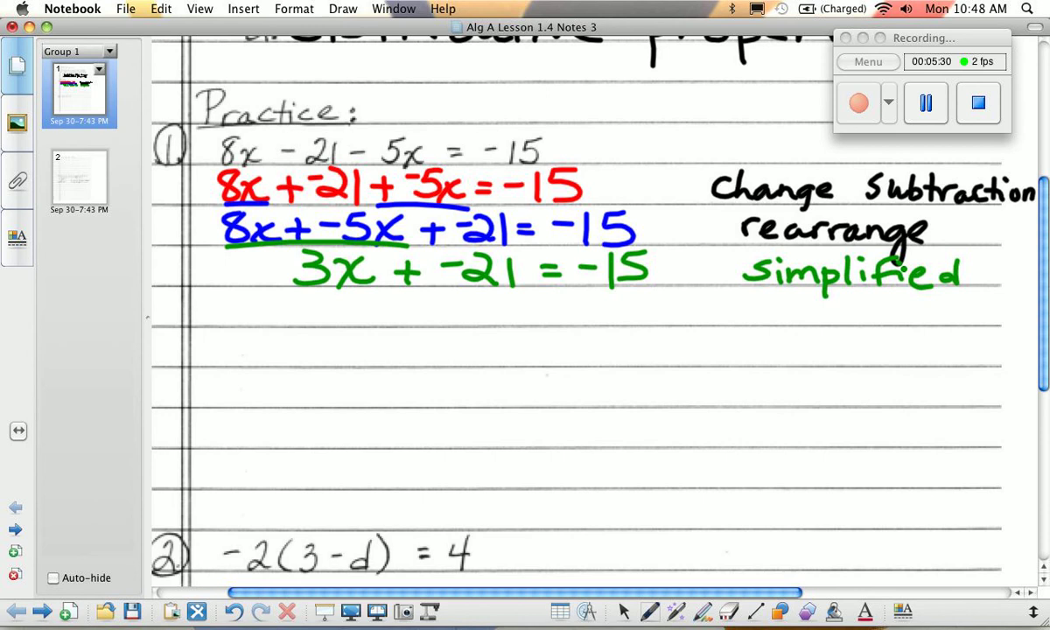Okay. Now, this might look a little confusing. You might think we have to subtract 21, but we have to add because it's a negative. So when there's a negative number being added, we add its opposite. So we add the opposite to both sides. And we now have our 3x by itself, which is our goal. And what is negative 15 plus 21? 6. And our last move.